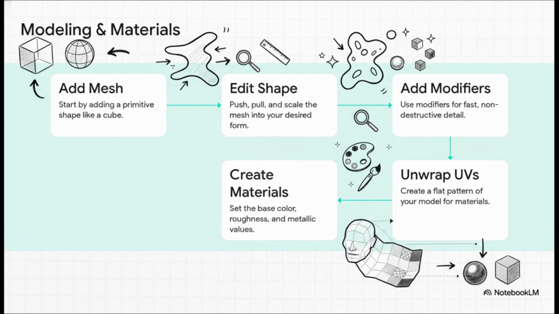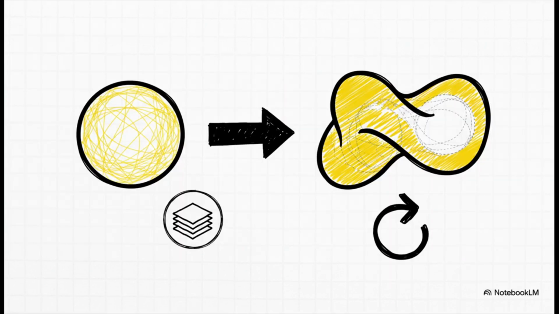Then you have to unwrap it. It sounds weird, but just imagine peeling an orange and laying the peel out flat. That's what you're doing to your model so you can paint colors and materials onto it. And that idea of being non-destructive is so important. Using those modifiers means you're never stuck. You can always go back and change something without having to scrap your work and start all over. The whole point here is to build a clean, super flexible model that's ready for the next step.